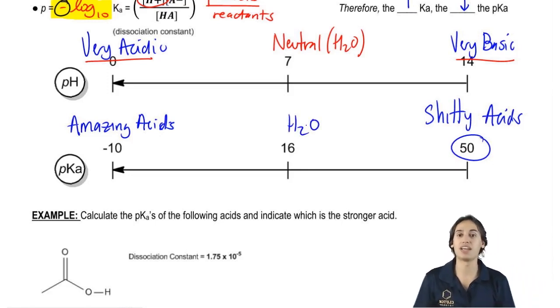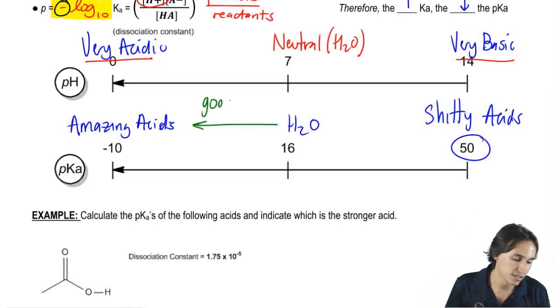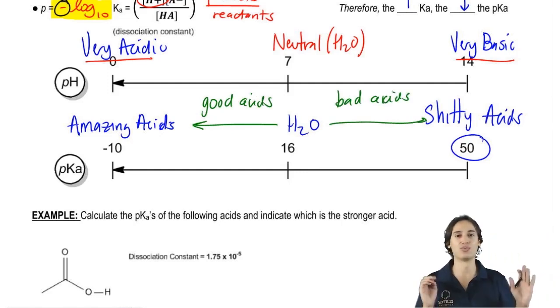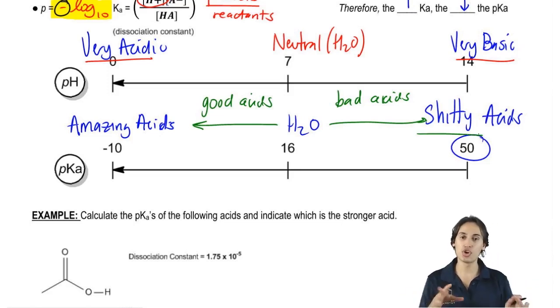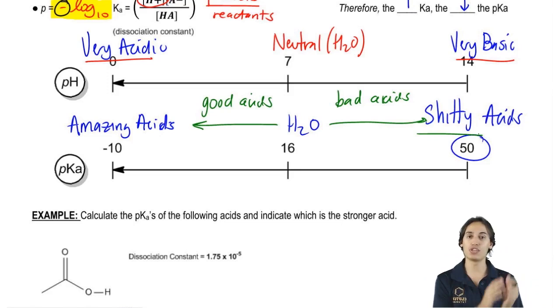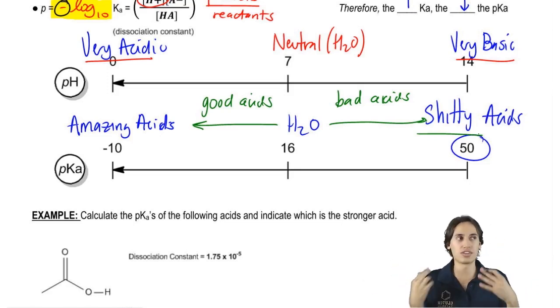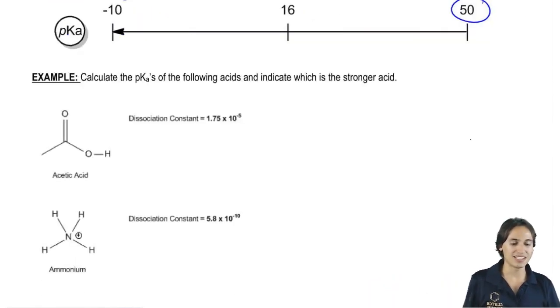Okay? Then what is 16? 16 is actually water. And water is going to be kind of your neutral pKa, where basically anything above water, we're going to say that those are the good acids. And then anything below water, we're going to say that those are the bad acids. Does that make sense? With 50 being the worst of all, so much so that I said shitty, okay? Does that make sense? So basically, when we're talking about pKa's, we're always looking at things that are lower than 16 as our strong, or as our good acids, okay?